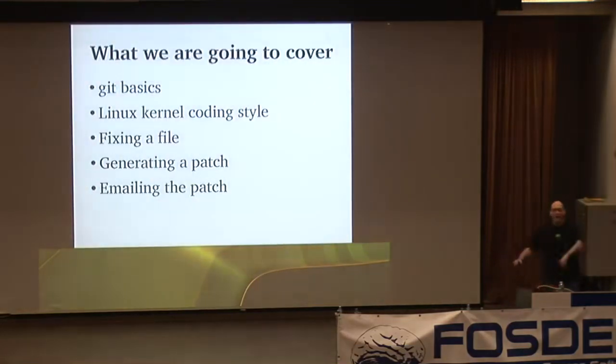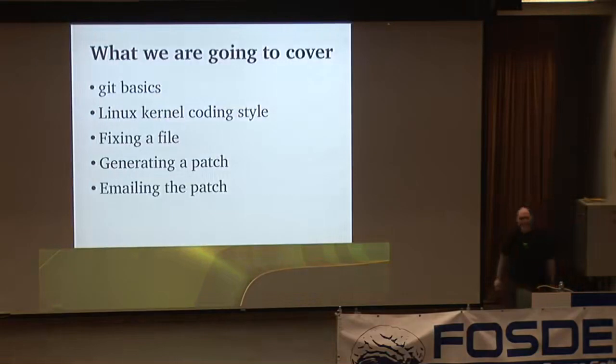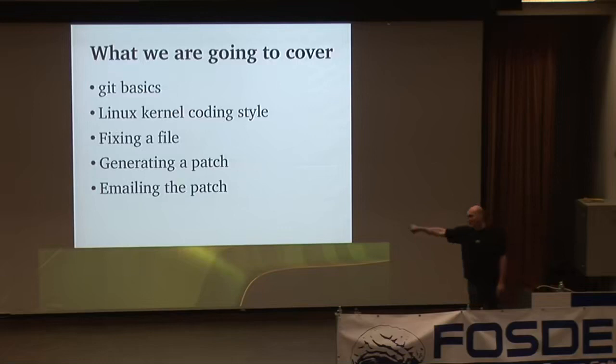All right, what are we going to cover? Here's what we're going to cover. Talk about Git, the Linux kernel source code control tool. It's a very, very powerful source code control tool. Our coding style, what the kernel does, how to fix a file once you find what you want to change. So I'll talk about how to find something to change, how to generate the patch, and how to email the patch. That last one gets so many people.